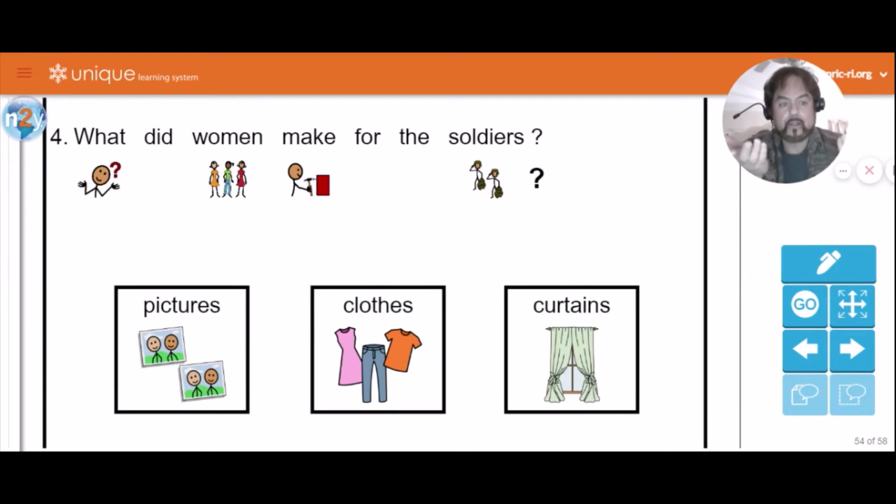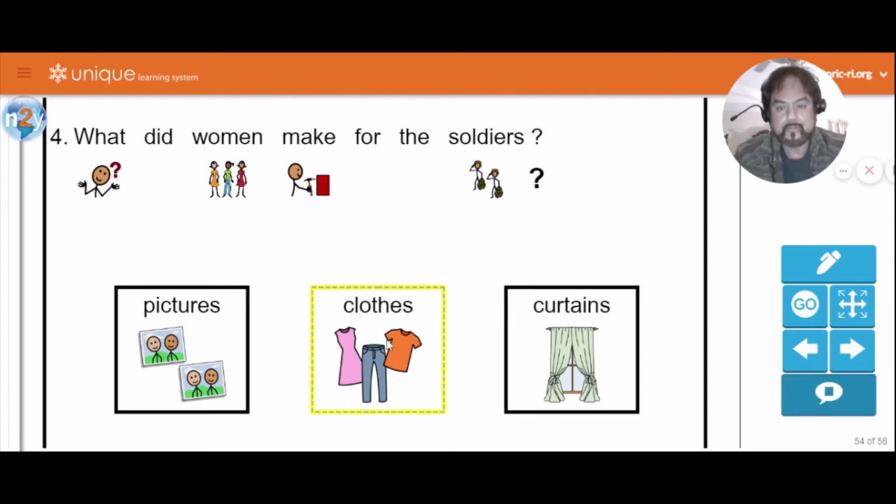What did women make for the soldiers? Did they make pictures for them? Well, unless you could paint with a paintbrush back then, you wouldn't be able to make pictures for anybody because they didn't have cameras. They couldn't take pictures with their cell phones because they didn't have cell phones. Did they make curtains for them? It's curtains for you, American soldier. No, they made clothes for them. Very nice.